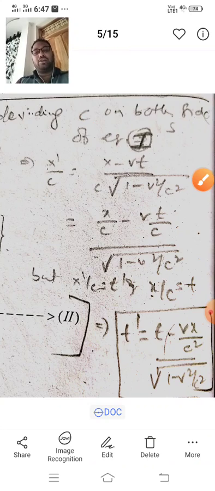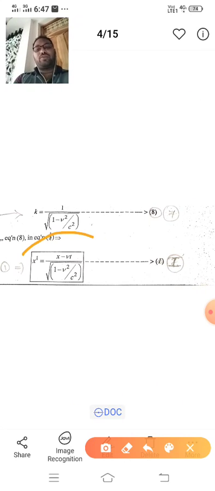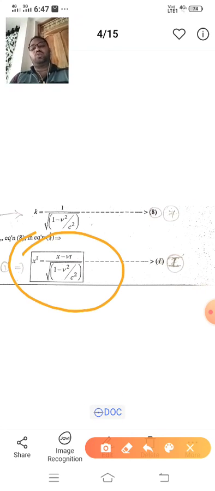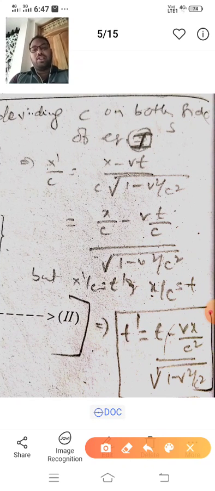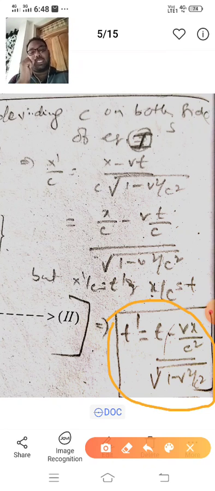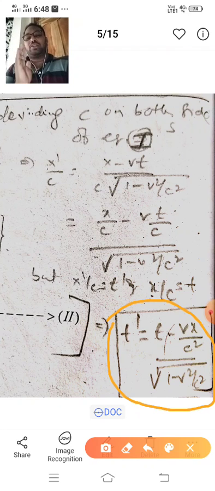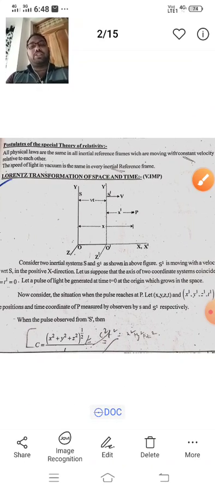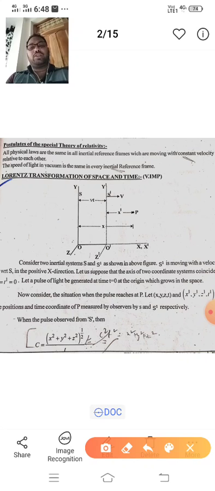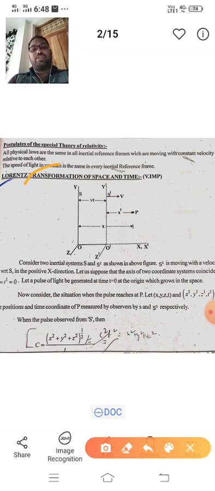The first one is x dash equals x minus vt by under root of 1 minus v square by c square, and the second one is t dash equals t minus vx by c square by under root of 1 minus v square by c square. So these are the Lorentz transformations. Once again I can repeat: Lorentz transformations for high velocity frames. You can use Lorentz transformations by using this frame.